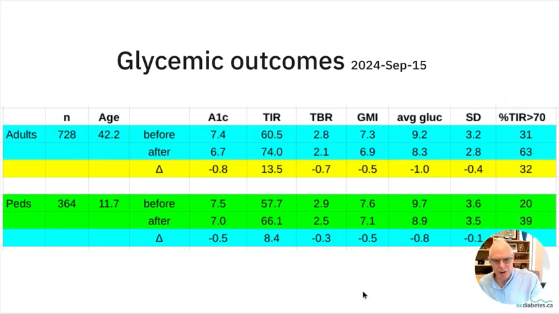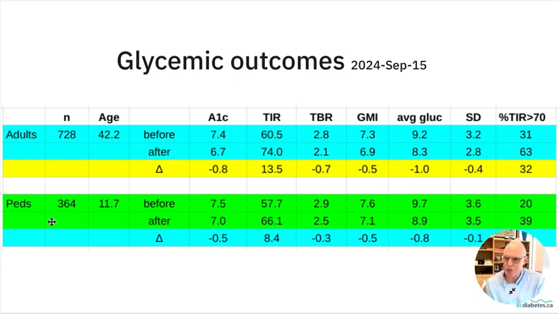What about our glycemic outcomes from a month ago? In total, we've had 728 adults, averaging 42. The A1C has dropped 0.8. The time in range has risen by 13.5%. The GMI has fallen by about 0.5. And the proportion of patients whose time in range was 70% or higher continues to double, from 31% pre-loop to 63% on loop.